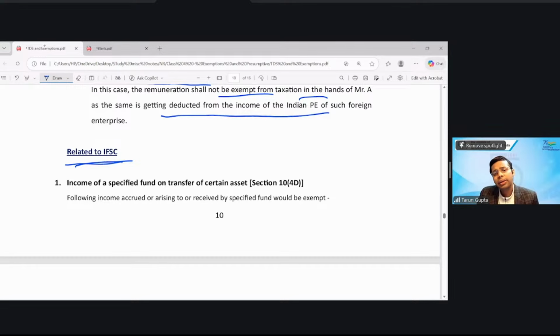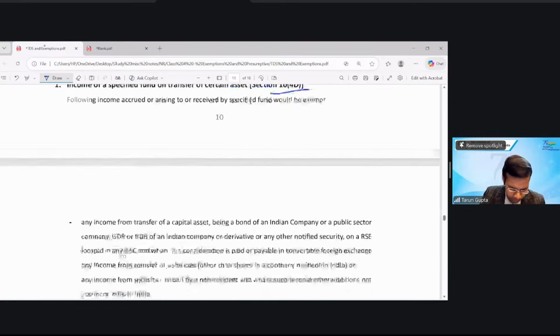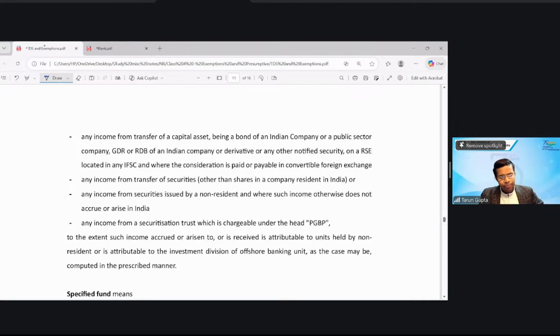Firstly, it says that if there's any specified fund in IFSC, practically all income of such specified fund is exempt. So what does section 10(4D) say? It says that the following income accruing or arising to or received by a specified fund would be exempt. What are these incomes? Any income from transfer of capital asset. So we're talking about capital gain.